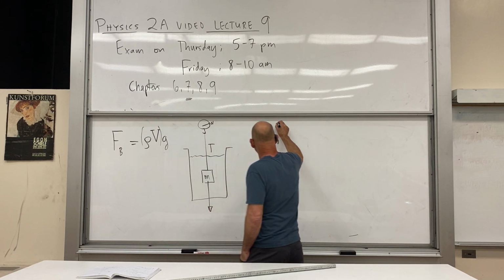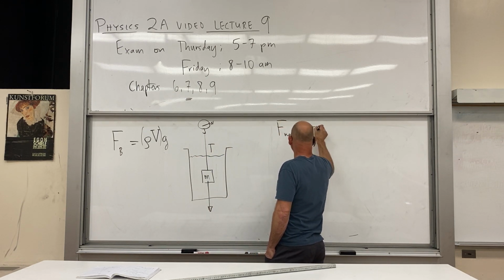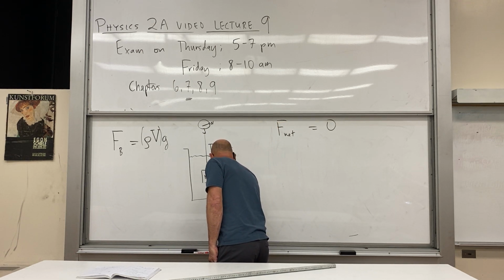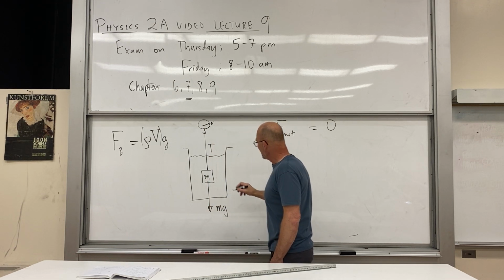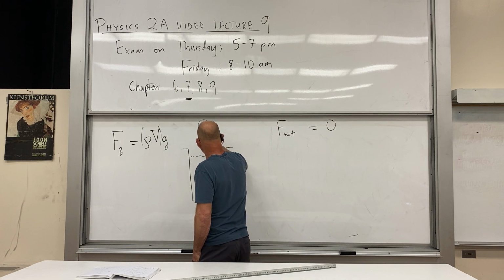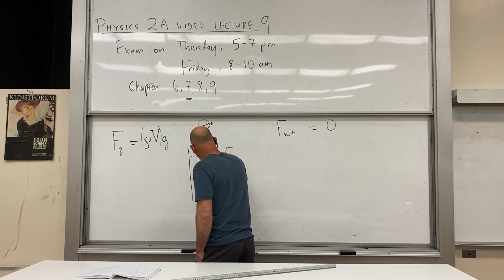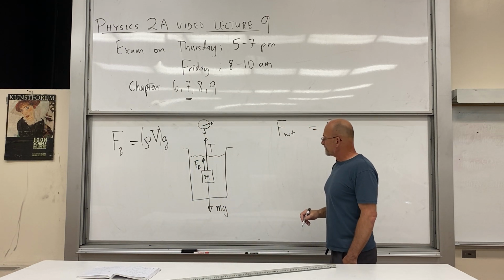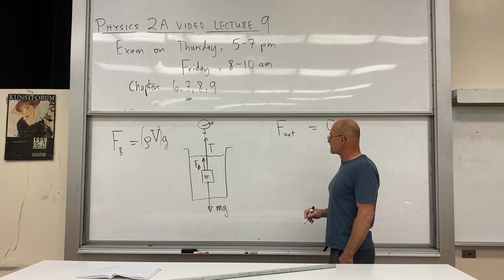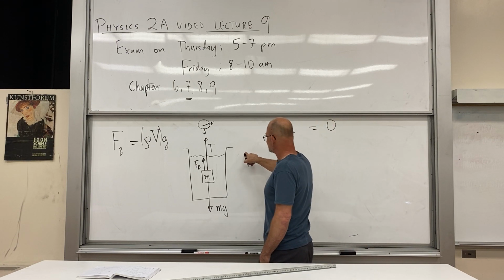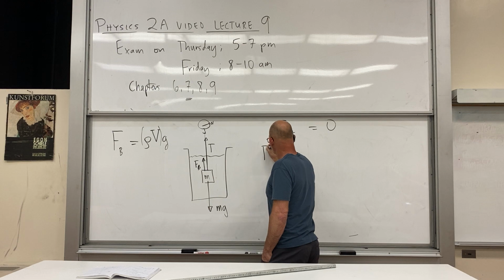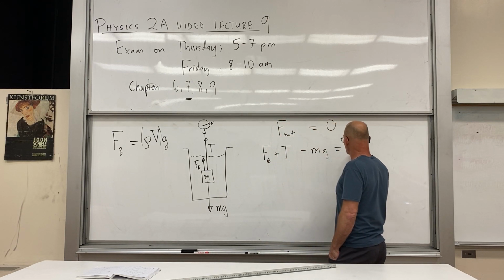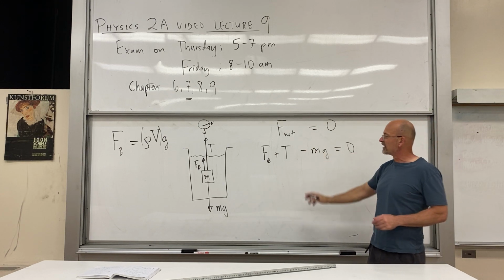So now F net equals 0 because it's a static problem. We have the mg, and we have the tension, but we also have the buoyancy force. So we would have F buoyancy plus tension minus mg equals 0. Then we go ahead working on this.